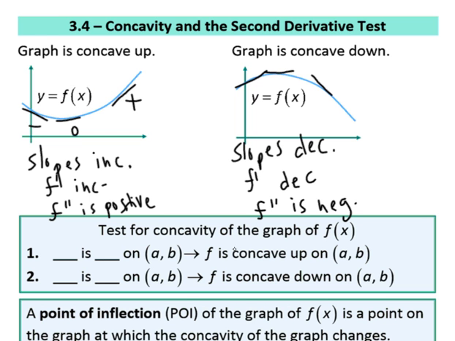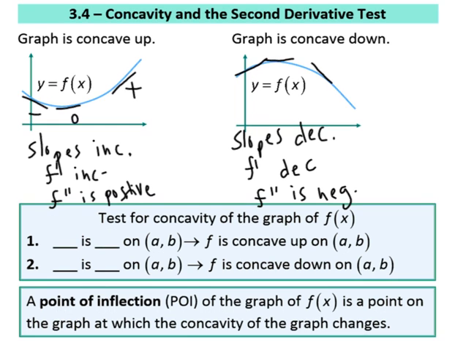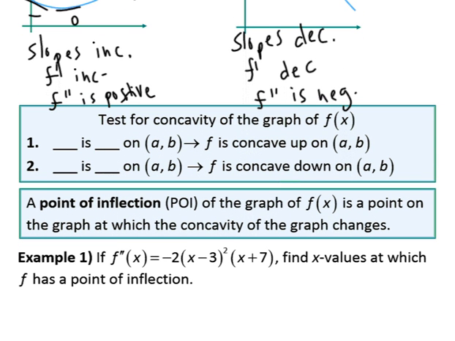Okay? So if we want to test for concavity, it's really the same thing as a test for increasing and decreasing. Before, to find increasing, decreasing, we found f prime and then found the critical numbers and did a sign chart. We're going to do the exact same thing for concavity, but we're looking at f double prime. So the test for concavity, you want to find f double prime. If f double prime is positive on an interval, then that means that f is concave up on that interval. And if f double prime is negative, then that means that f is concave down.